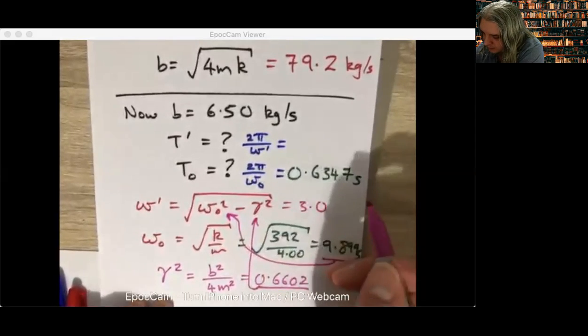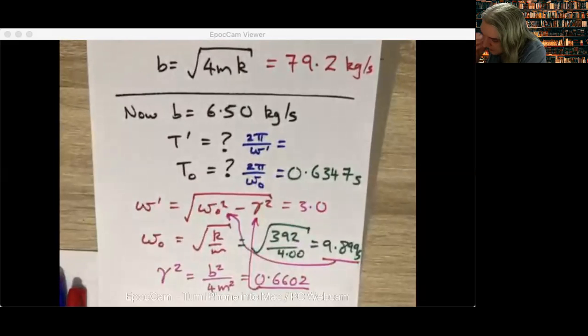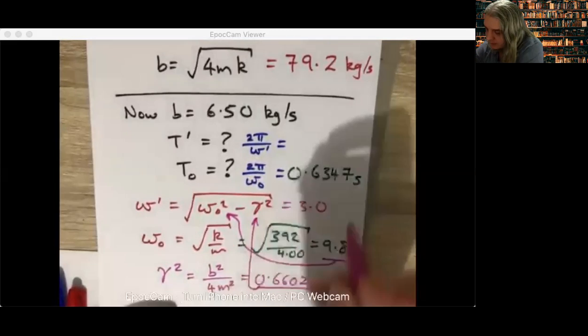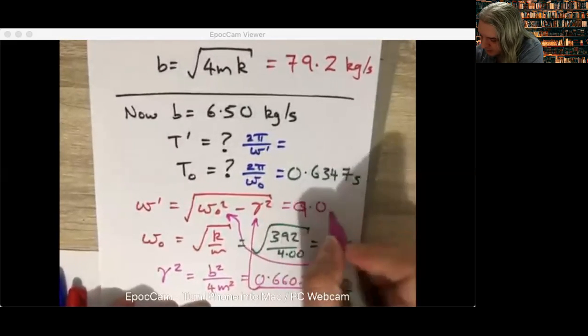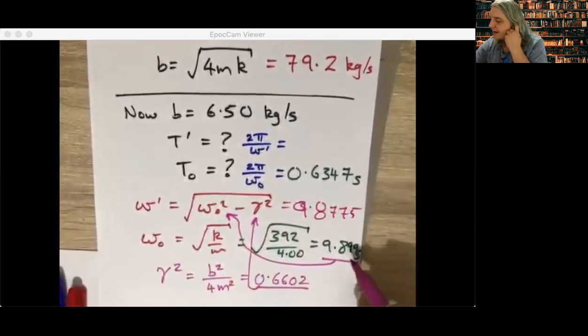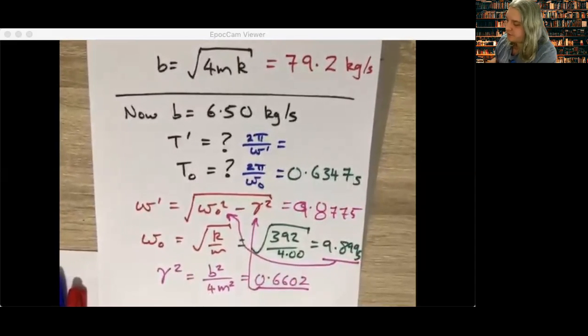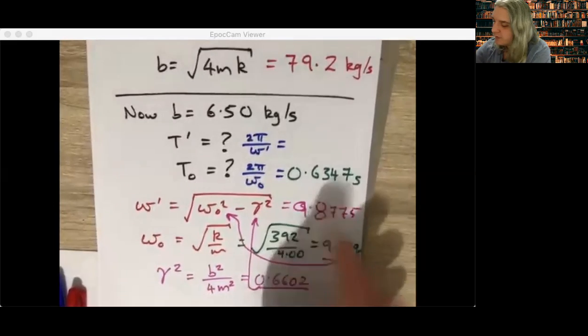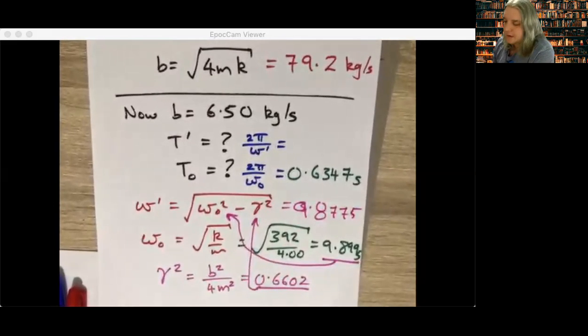That comes out to be 3.0, that doesn't seem right. I didn't square them, that's why. That's better. That comes out to be 9.8775. So we had 8995, now 8775. So it has decreased slightly, which is what we expected for a damped system.